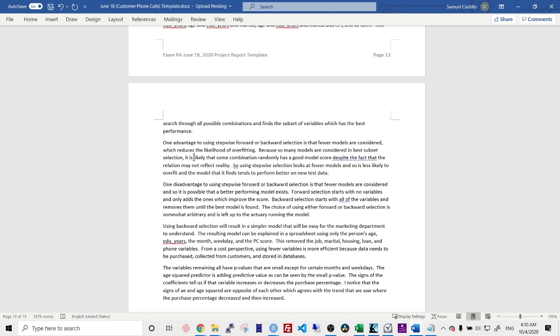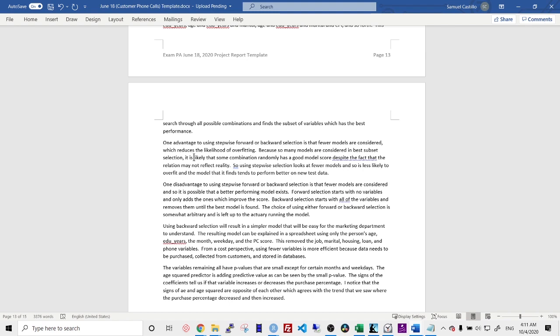Forward selection starts with no variables and only adds the variables which improve the score. Backward selection starts with all the variables and removes them until the best model is found. The choice of using either forward or backward selection is somewhat arbitrary and is left up to the actuary running the model. Using backward selection will result in a simpler model that is easier for the marketing department to understand. The resulting model can be explained in a spreadsheet using only the person's age, EDU years, the month, weekday, and PC score. This removed job, marital, housing, and phone variables.